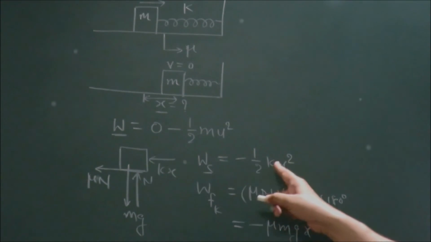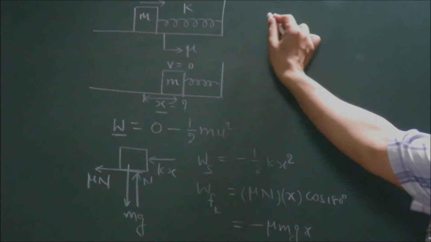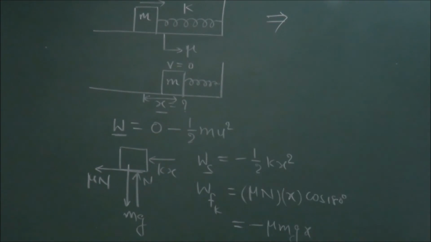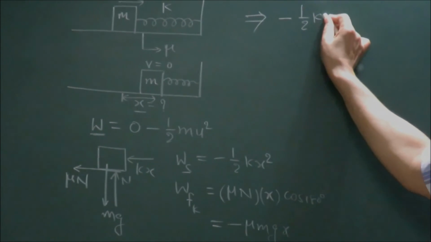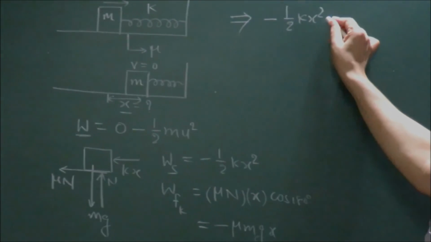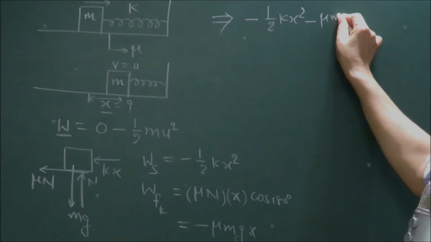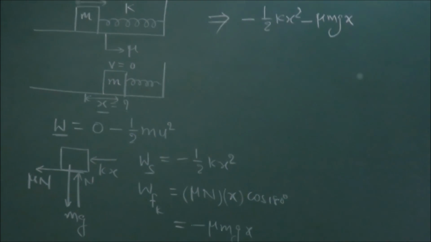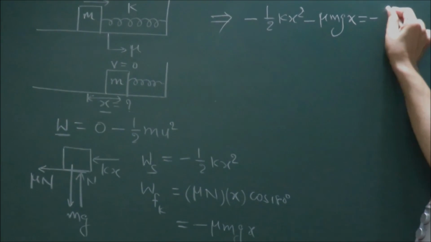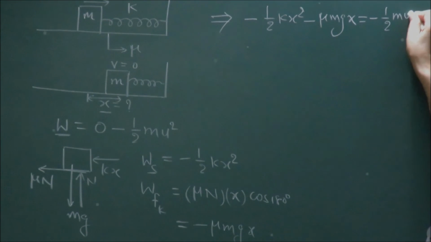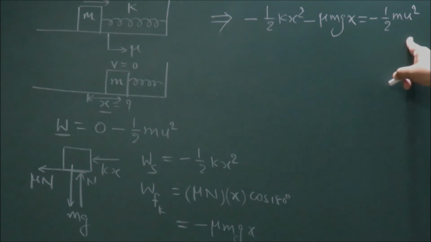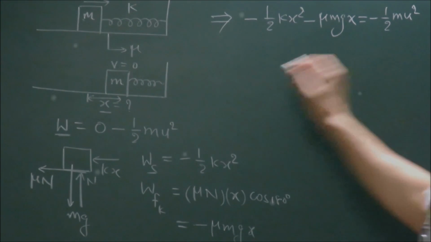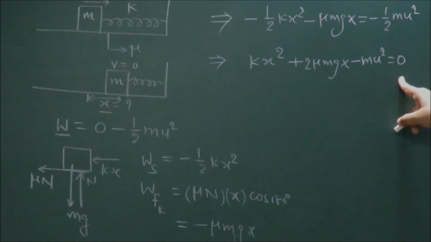Hence W will be equal to the algebraic sum of these two works. Now the equation will become minus half k x square minus mu m g x, which will be equal to minus half m u square. Now we have to solve this equation. As you can see, it is a quadratic equation.